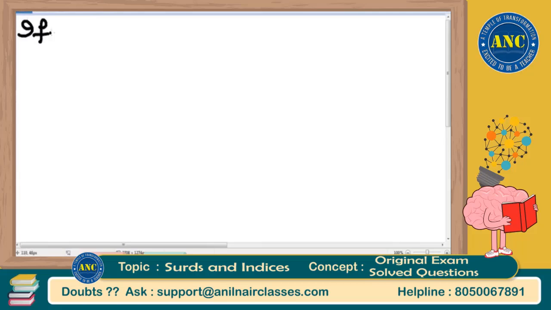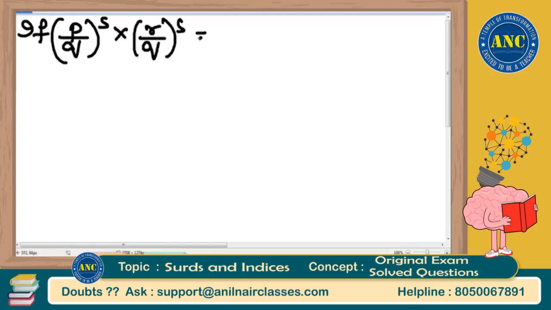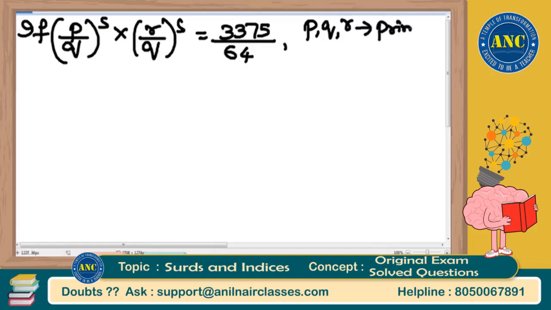See here. If p by q to the power of s into r by q square to the power of s is equal to 3375 divided by 64, where p, q and r are prime numbers, and s is an integer, then find the value of s.